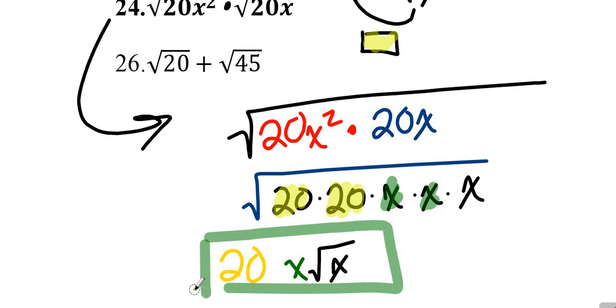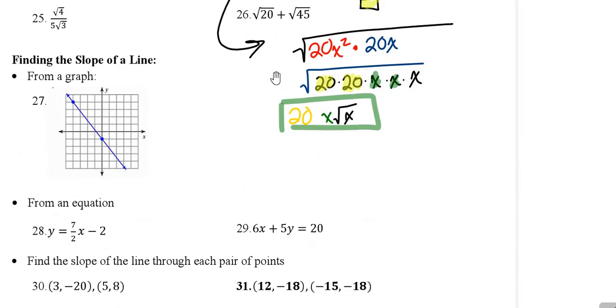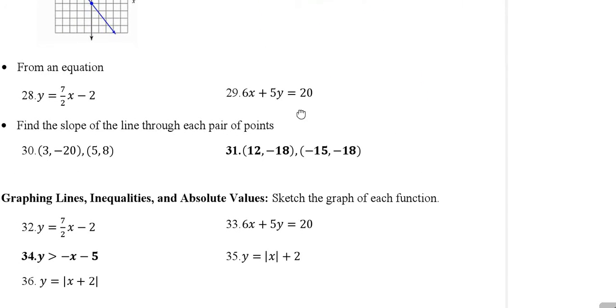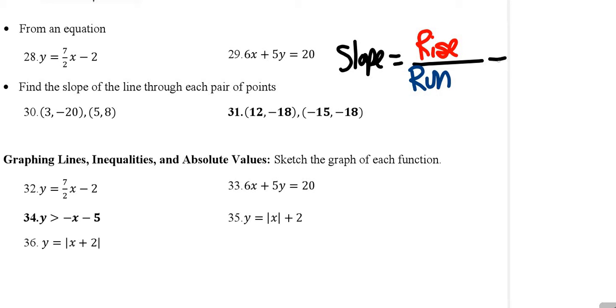Taking a look at the next problem. We're going back to a geometry standard, which is slope. So finding the slope using a pair of points. Remember the slope equation. Slope equals rise over run. Rise, you subtract the y's. Run, you subtract the x's.